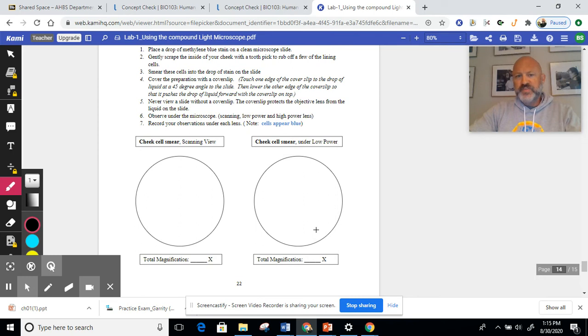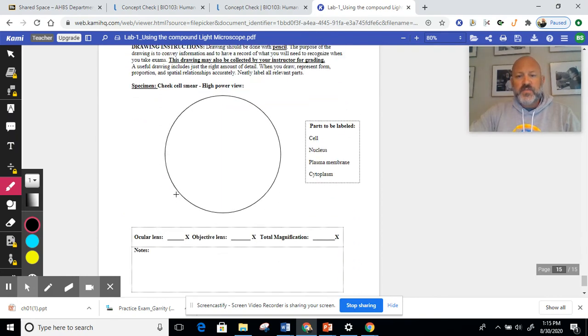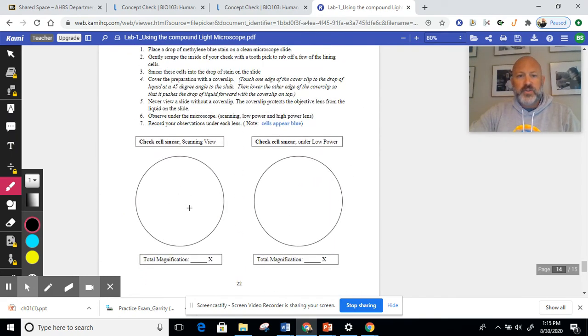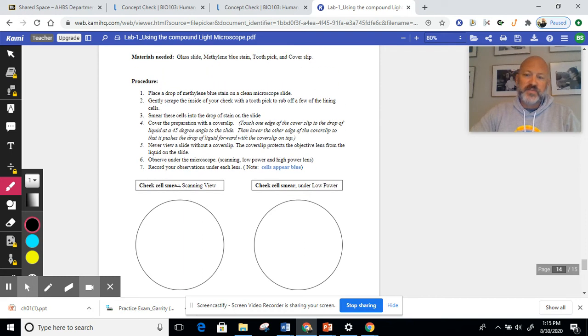And then going through the steps of raising it up, using your X and Y adjustment knobs to move it back and forth. And then you would draw what you see here. So this is what I'm going to leave you with here. I would like you to draw these types of cells that we're looking at, which are called simple squamous epithelial cells.